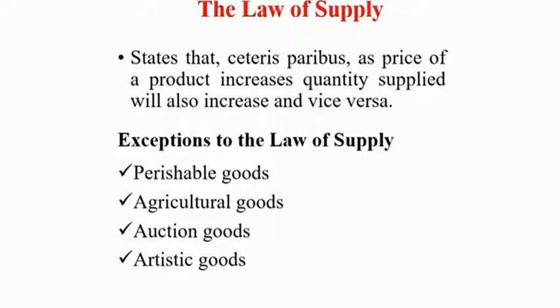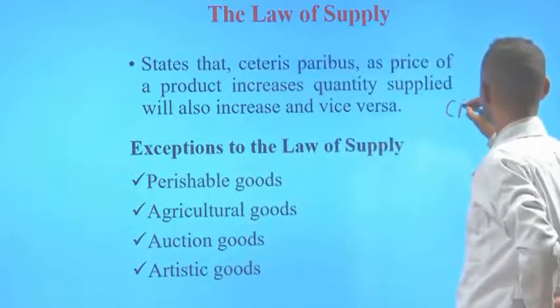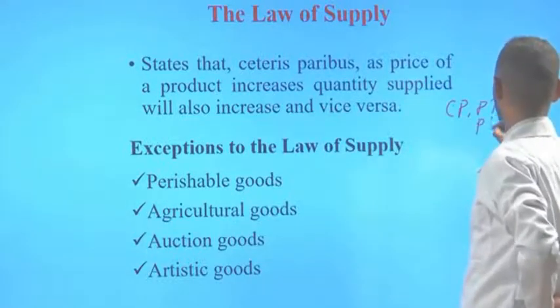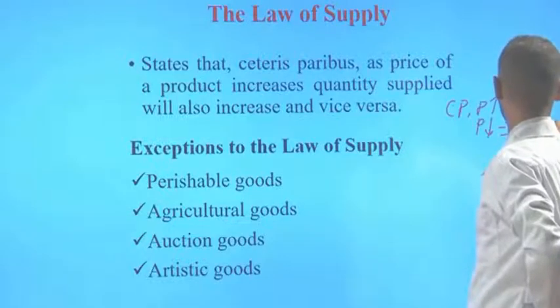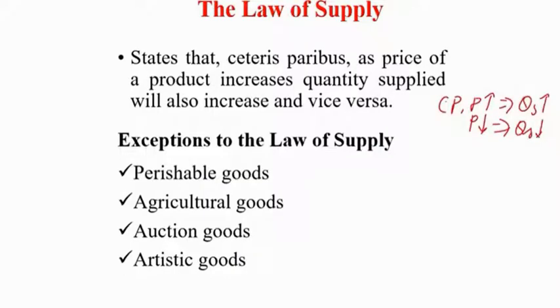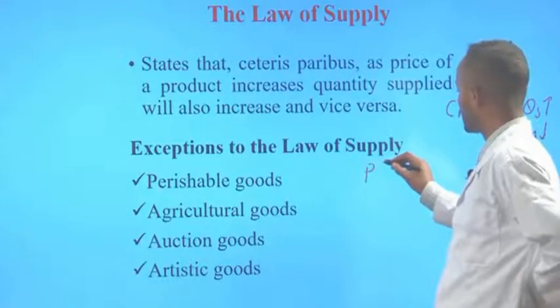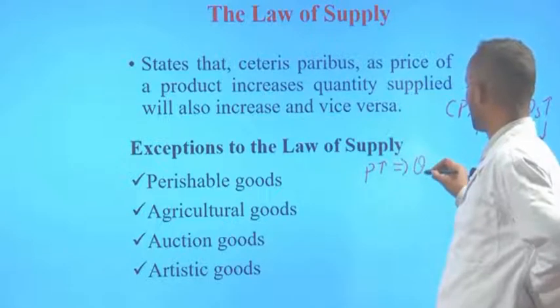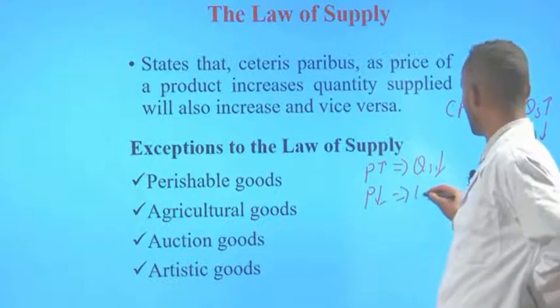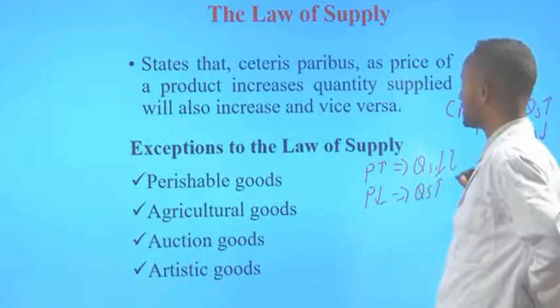Let's see the exceptions to the law of supply. These are violations of the law of supply. The law of supply states that ceteris paribus, as price increases, then quantity supplied will also increase, but as price of a commodity declines, then quantity supplied will also decline. But for these commodities, the law of supply is violated, or these conditions and commodities are against the law of supply. That means as price of a commodity increases, then the quantity supplied will decline or remains unchanged, and with the fall in the price of a commodity, quantity supplied will increase or it remains unchanged.